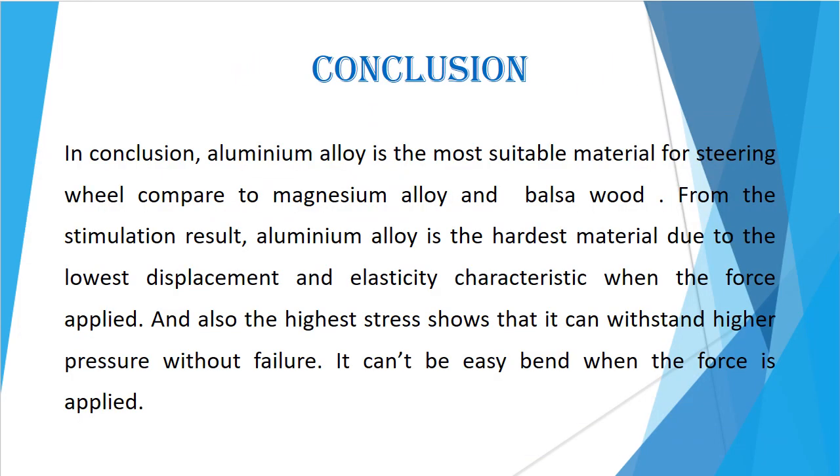In conclusion, aluminum alloy is the most suitable material for steering wheel compared to magnesium alloy and balsa wood. From the simulation results, aluminum alloy is the hardest material due to the lowest displacement and the elasticity characteristic when the force is applied. And also the higher stress shows that it can withstand higher pressure without failure.